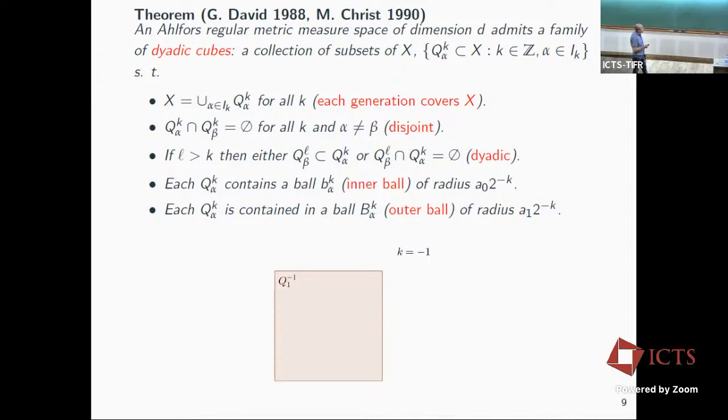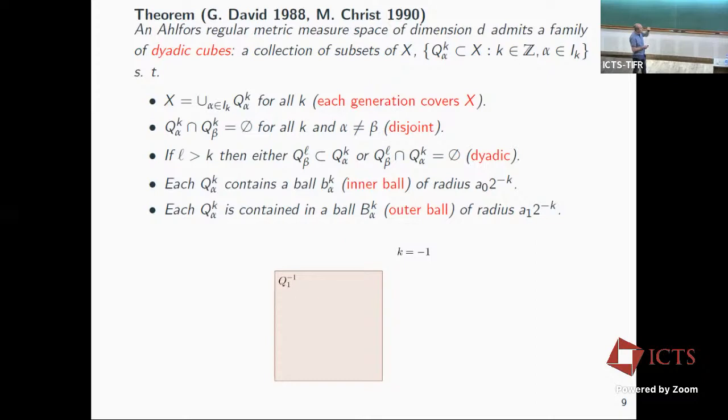So what does it mean that you can have a dyadic decomposition? You have a collection of subsets of X. You have two indices, one is alpha and the other is k. k is the generation of the family and alpha is the index that tells you what cube in each generation you are taking. So when you fix your generation, you cover your space, so each generation covers X. The intersection of two distinct cubes of the same generation is empty, for every generation and for every couple of distinct cubes.